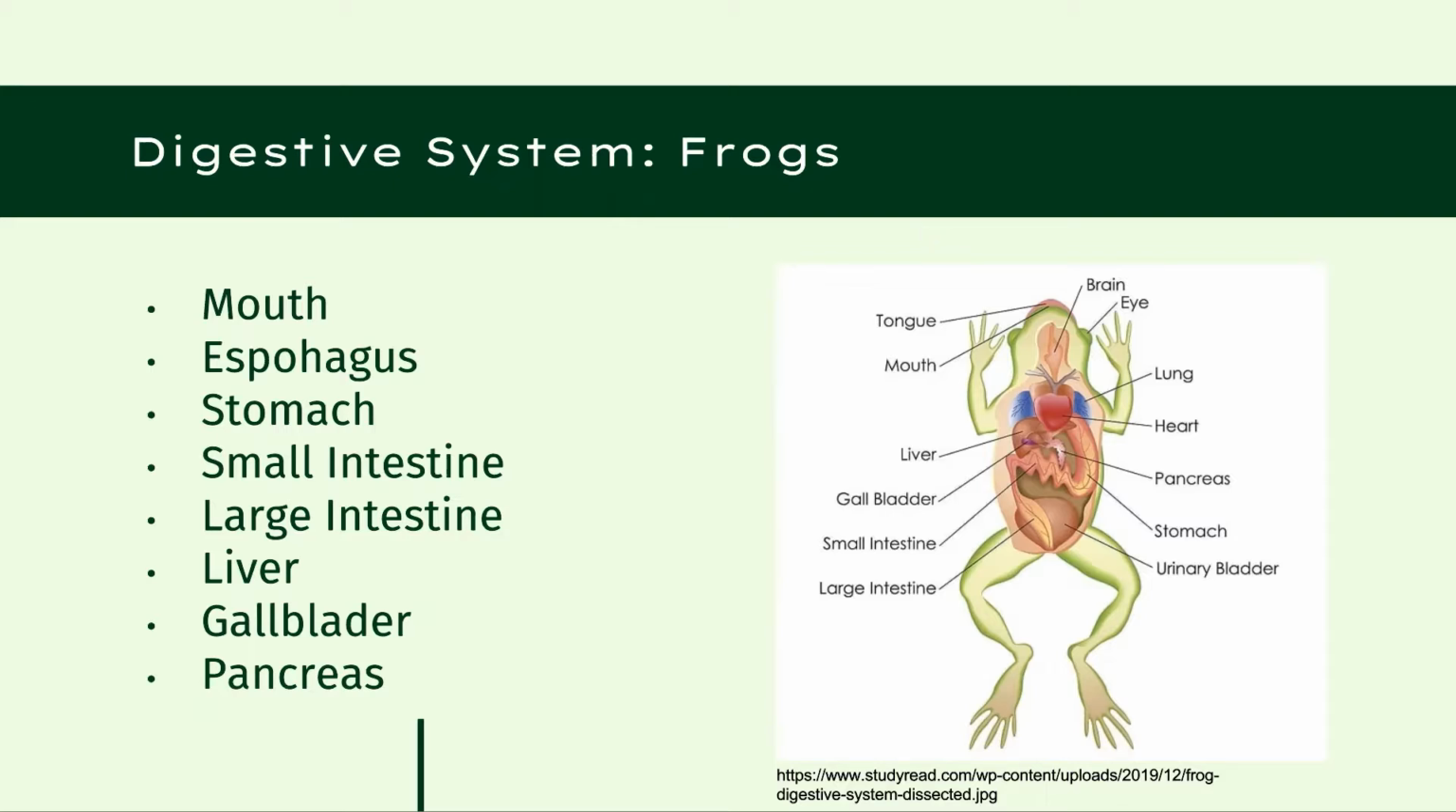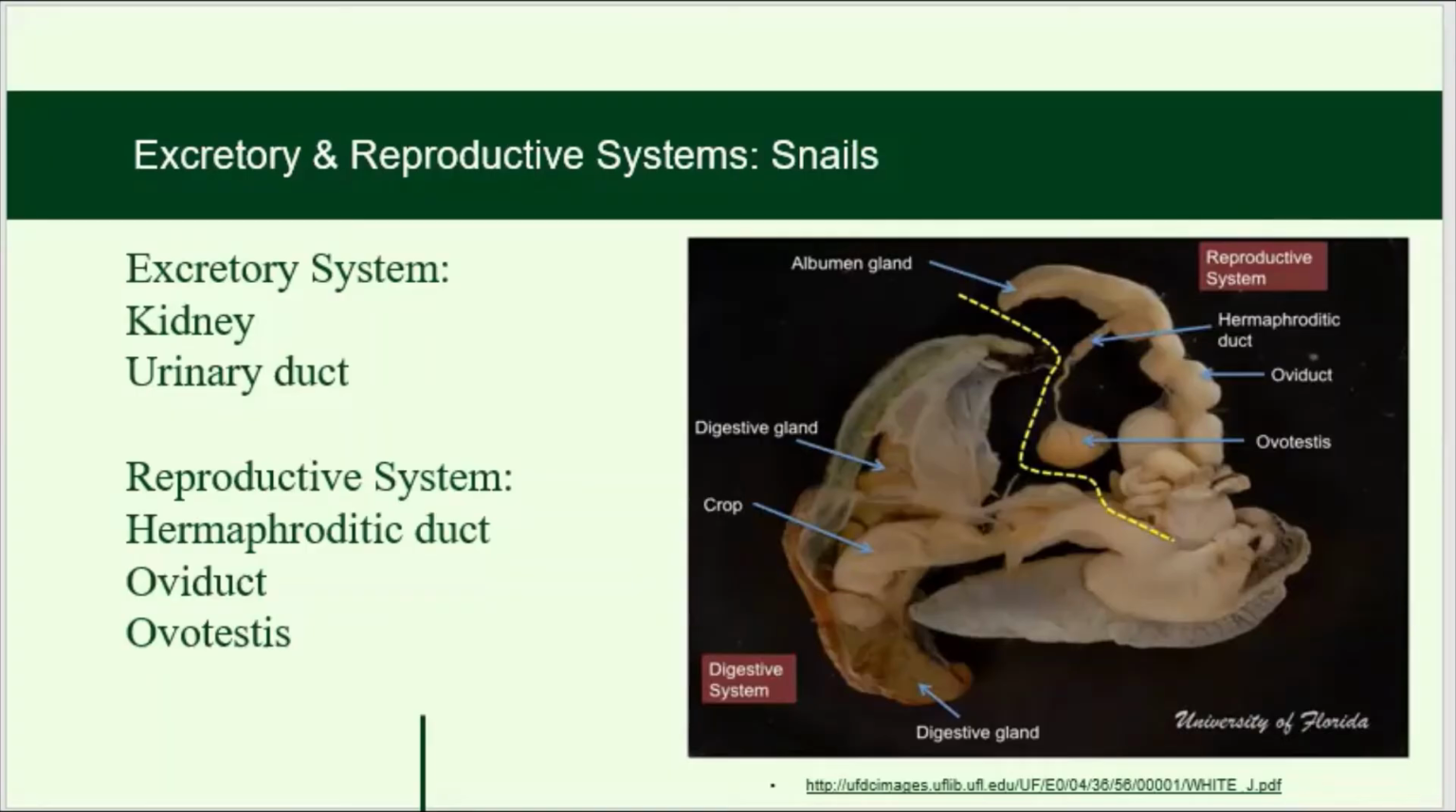Inside the frog's digestive system are the mouth, esophagus, stomach, small intestine, large intestine, liver, gallbladder, and pancreas. The excretory system of the snail is complex and highly adapted to reduce water loss. It consists of a kidney and a urinary duct that runs along the rectum and opens near the anus by an excretory pore. The reproductive system of snails is also complex and highly specialized.